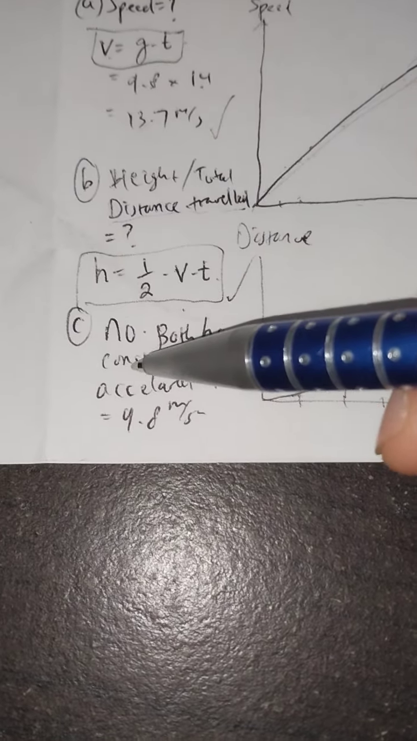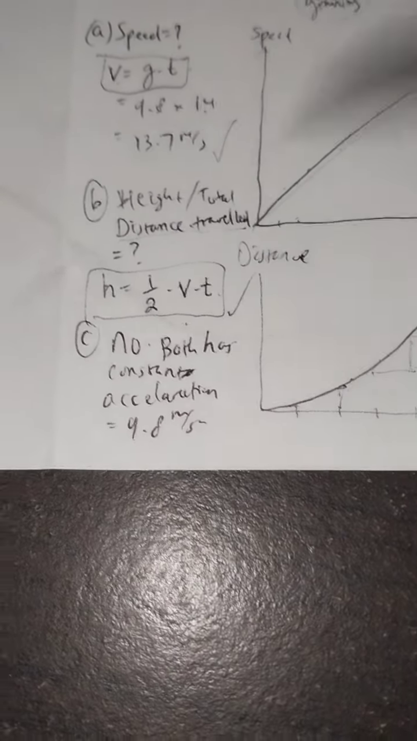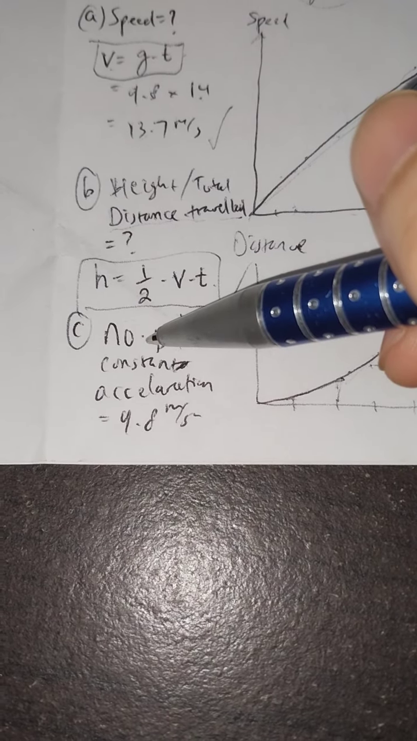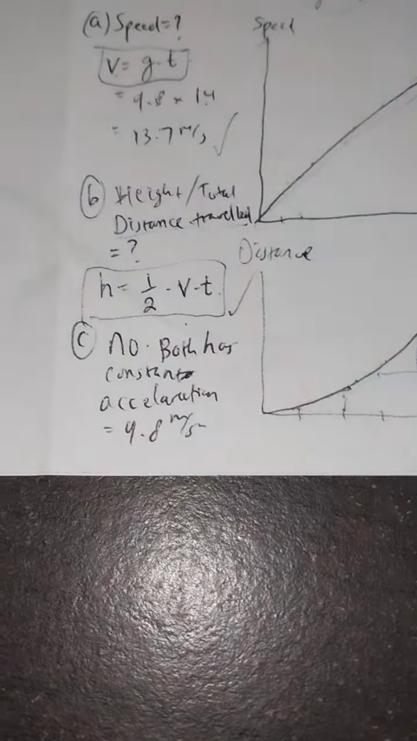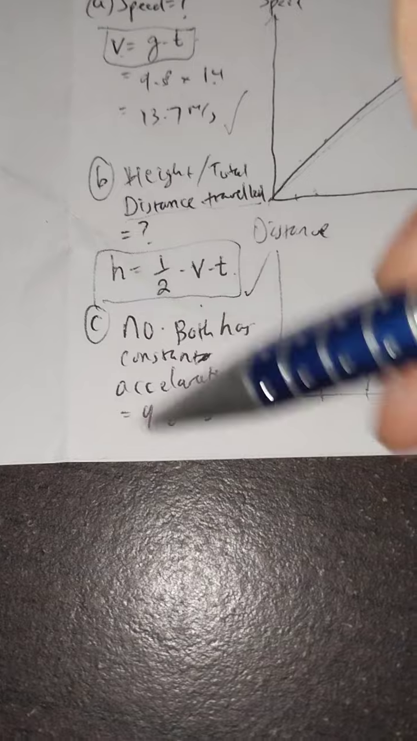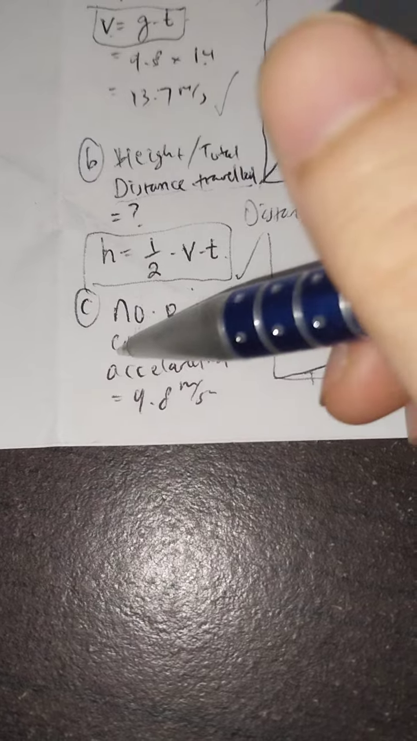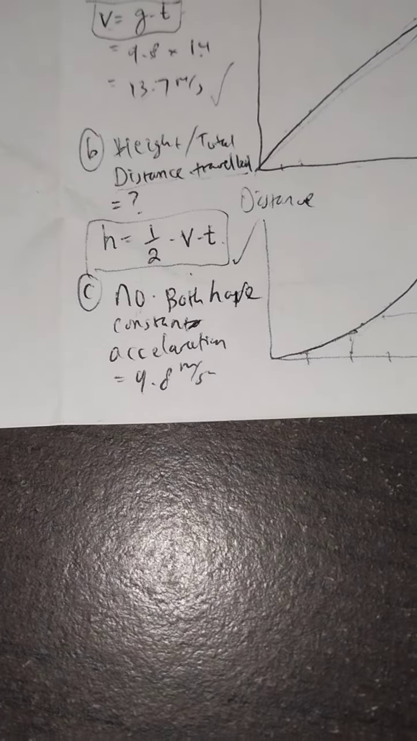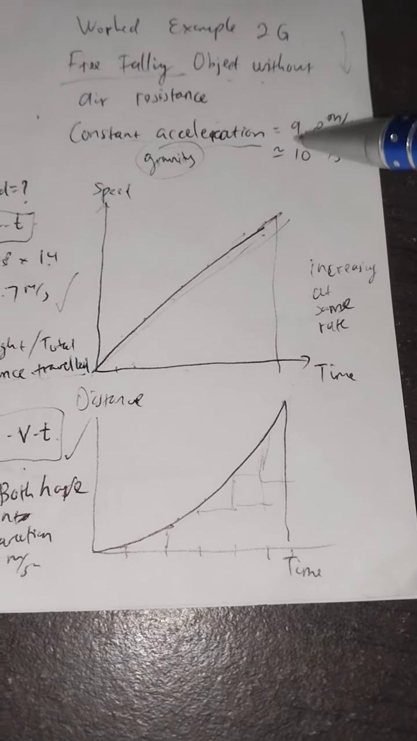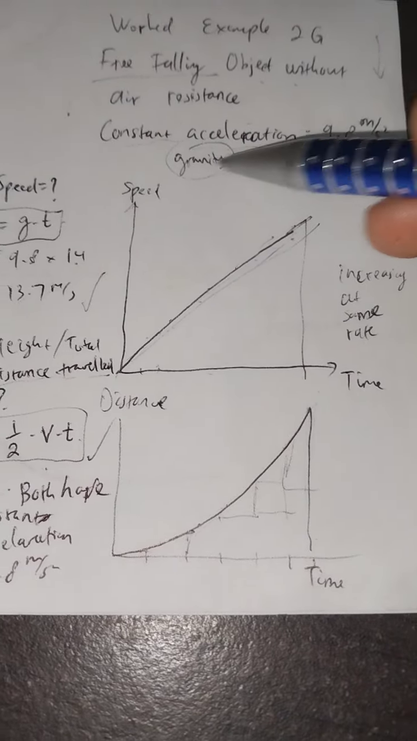Done. Now C. The question was, if there are two objects that have different mass, will there be different effects on the speed? Will they reach the ground at different times? The answer is no. The reason is both have a constant acceleration of 9.8. Again, 9.8 is the gravity of Earth. In free falling motion, the gravity becomes the acceleration.